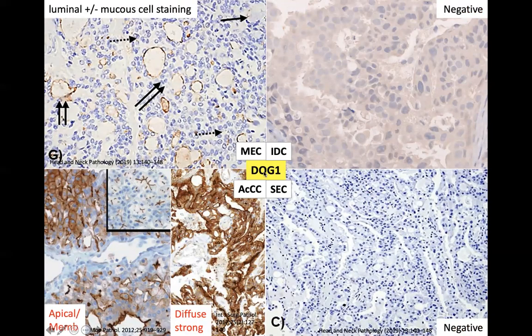The next one is going to be DOG1. So DOG1 was recently noted to be present in acinic cell, either in apical or membranous fashion, or just diffuse strong membranous and cytoplasmic. It's essentially negative in secretory, negative in intraductal, and relatively negative in mucoep, minus perhaps a little bit of apical or luminal staining of the mucinous cells. So DOG1 can be useful if those other stains are not.